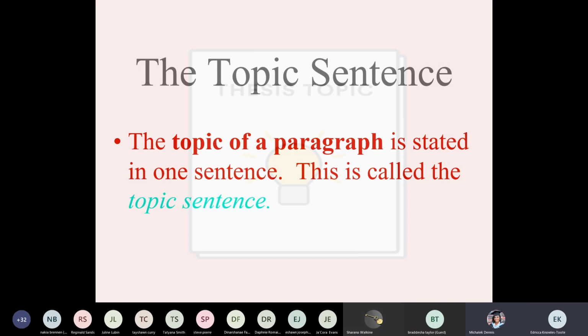I'll pass. Okay, so what I want you to do is to think of the paragraph like a burger. So you have the top bun. That's the first part of your paragraph. And we call that the topic sentence. So the topic of a paragraph is stated in one sentence. We call that the topic sentence. So that is the top bun. Our topic sentence.